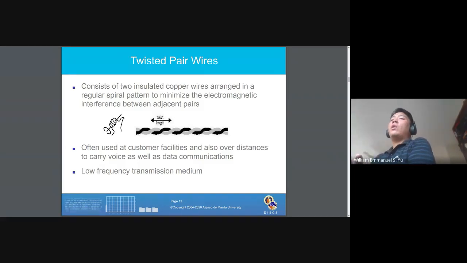So the reason why twisted pairs are twisted is because you want to minimize the electromagnetic interference due to adjacent pairs, which is called crosstalk. Okay? Now, they're twisted, and the reason for this is they're using copper wires, so they're electromagnetic in nature. We usually use copper because copper is a very good conductor balanced with cost.